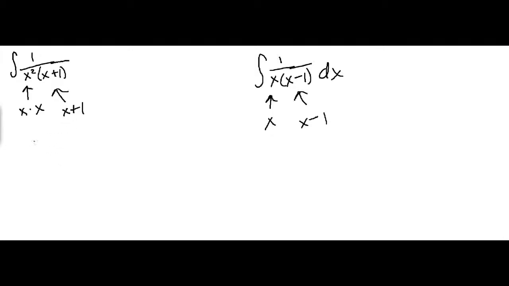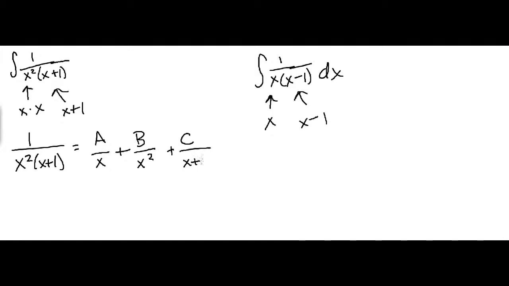So in this example, we're going to have 1 over x squared times x plus 1 equals a over x, which is your first term, plus b over x squared. That's the term that's repeated, so that's why it's x squared, because there are two x's, plus c over x plus 1. Unfortunately, I'm not going to prove why this is in this video, but I want you to at least know how to do it. So you put a over x, and then plus b over x squared.